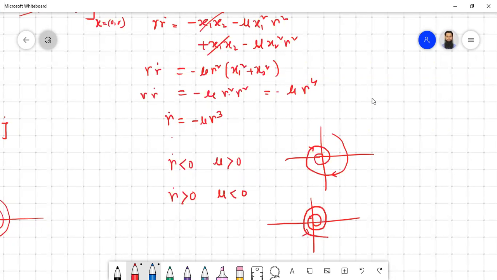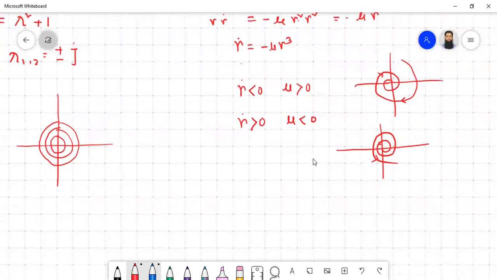Now, what we predicted using the linearization is a marginally stable scenario, and the reality is far beyond that imaginary case. So we can always approximate, but it may not always give us the correct value. So we actually have to be careful about it.